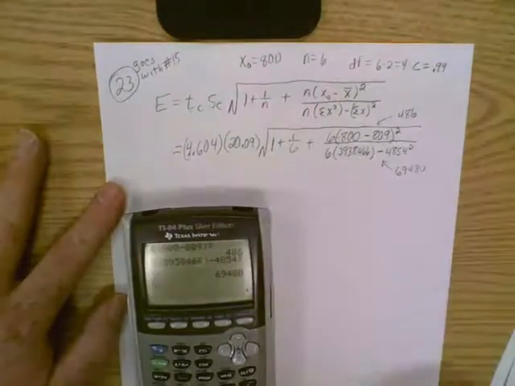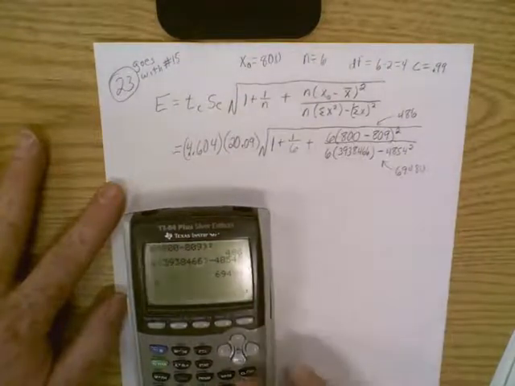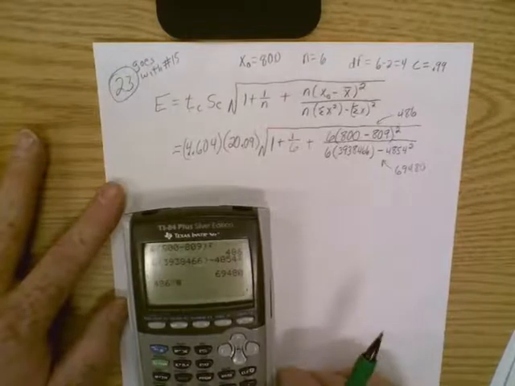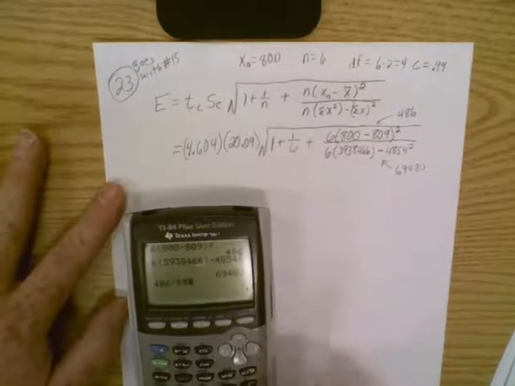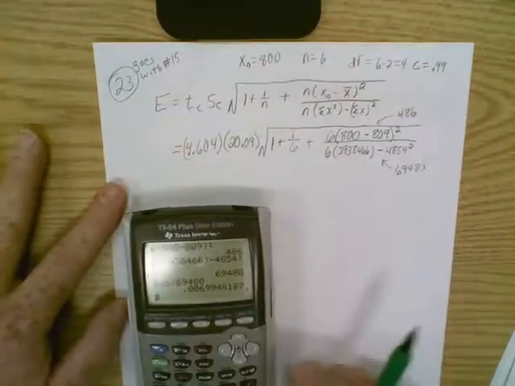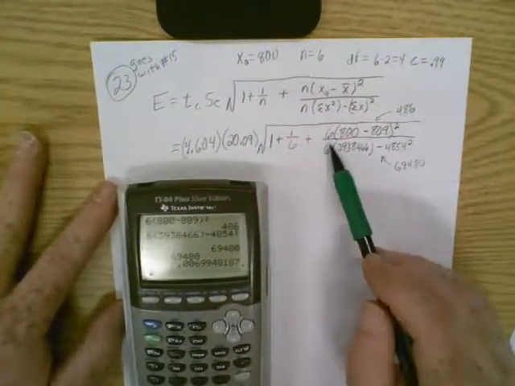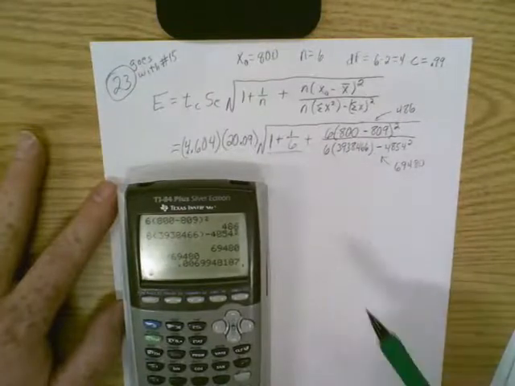69,480. Now I just take that 486 and I divide it by that. So 486 divided by 69,480, and I end up with this number. Notice I'm not doing anything with that number. I'm just going to leave it right there in the calculator, because next thing you're going to do is you're going to add on these two things right here.